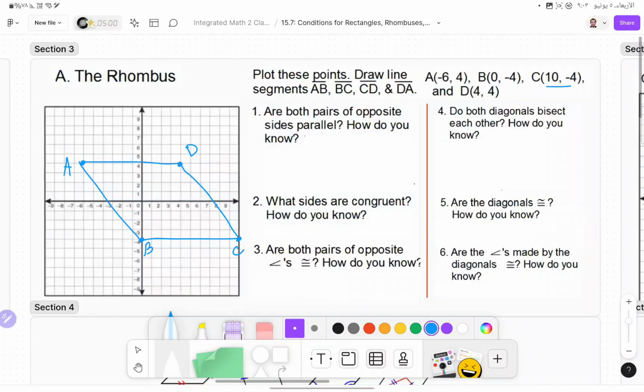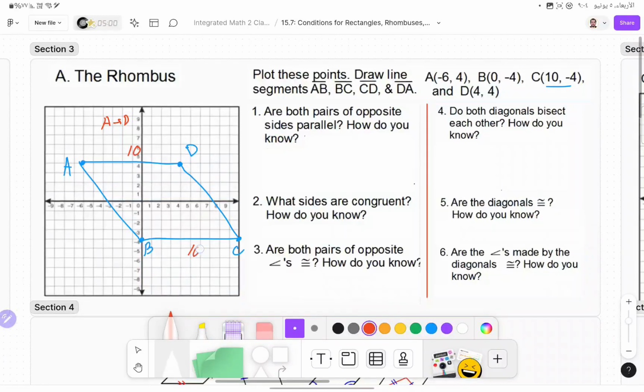Rhombus. Okay, and I know that if I know one side, all the sides should be the same, right? So how can I know the distance, using the distance from A to B? The distance from A to B, just count the squares. So 1, 2, 3, 4, 5, 6, 7, 8, 9, 10. So I have 10 squares. So the length here is 10.